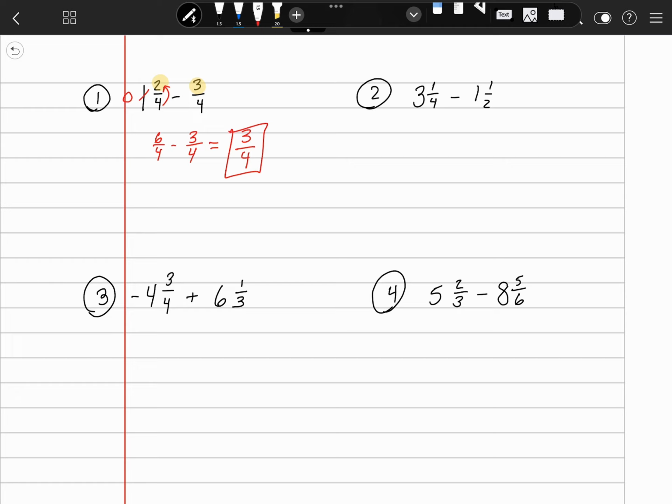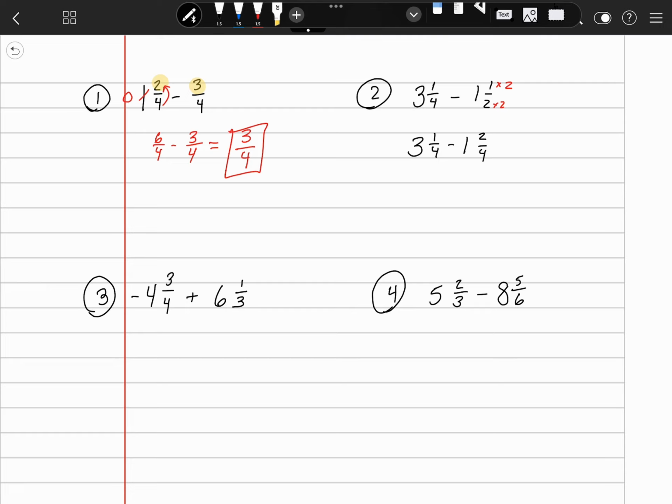All right, moving on to the next one. If you see 3 is bigger than 1, so I already have the bigger number written first, but I need common denominators, so I need to do times 2 times 2. So my denominator is 1/4. So I have 3 1/4 minus 1 2/4.